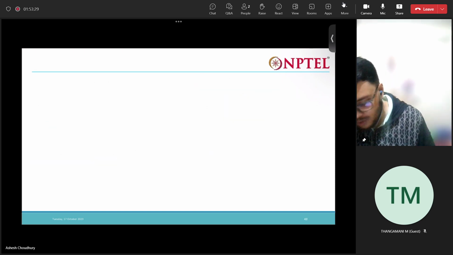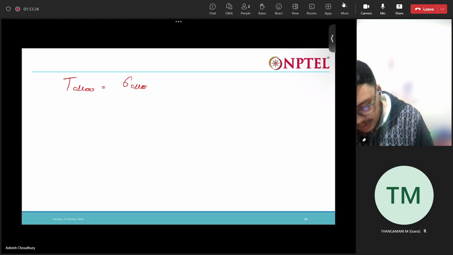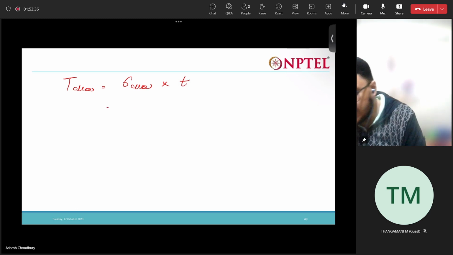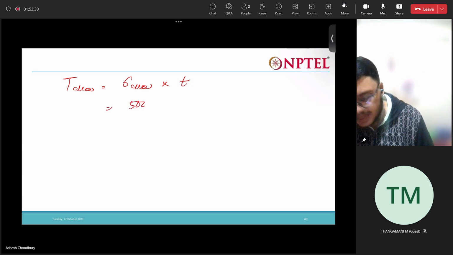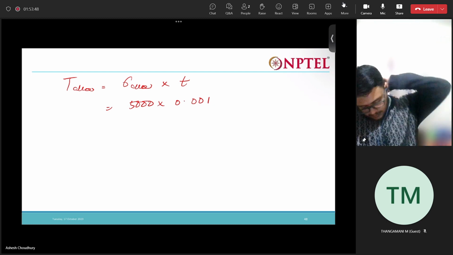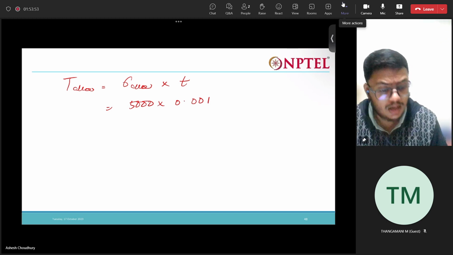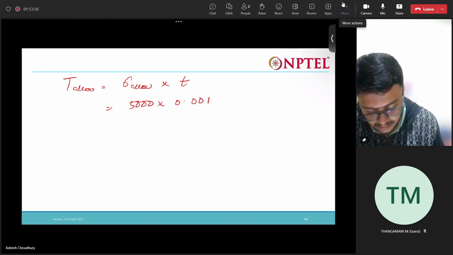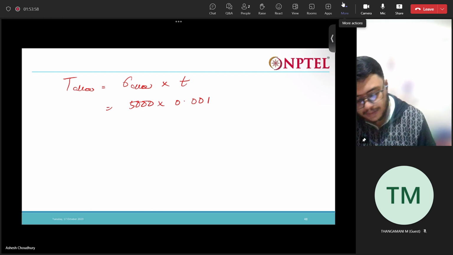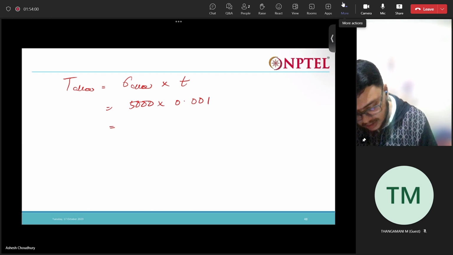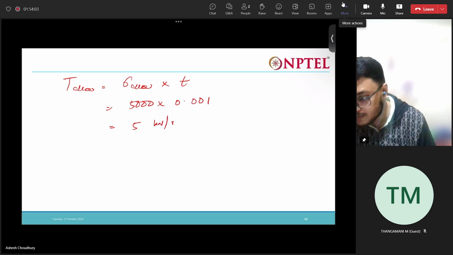Same, we directly know everything. So what is T allowable? Allowable stress times thickness. How much is the allowable stress that was given? 5000 kPa. So 5000 into a thickness of 1 mm, which means 0.001 meter, will come out as 5 kilonewton per meter.